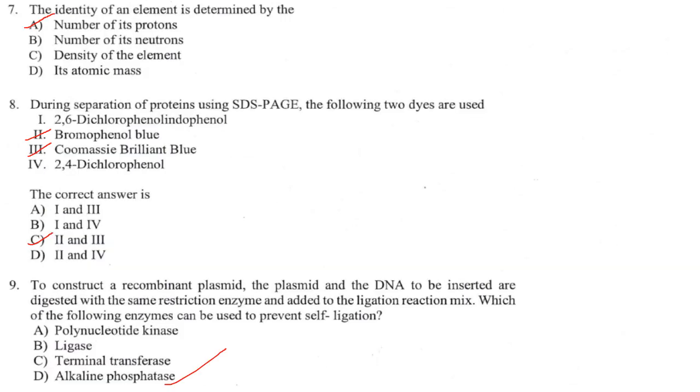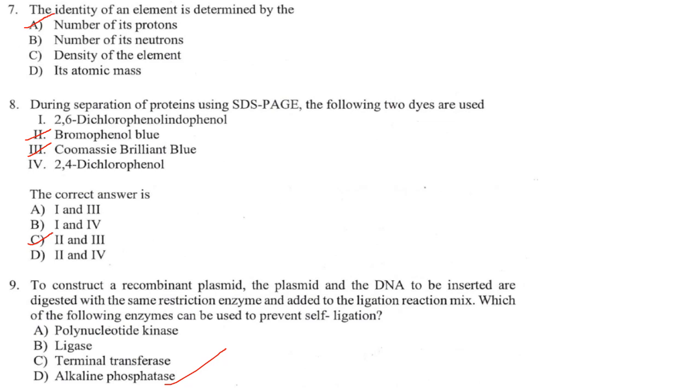The next one, the identity of an element is determined by its number of protons. Answer is option A. Then next one. During the separation of proteins using SDS-PAGE, the following two dyes are used. So which are the two dyes? One is bromophenol blue and the other is Coomassie brilliant blue. So 2 and 3 are used. Option C is the right answer.